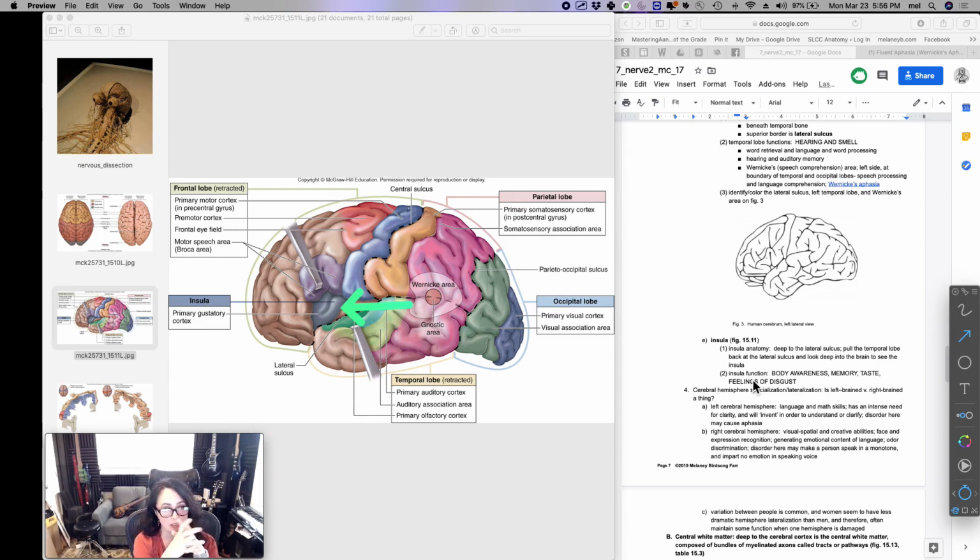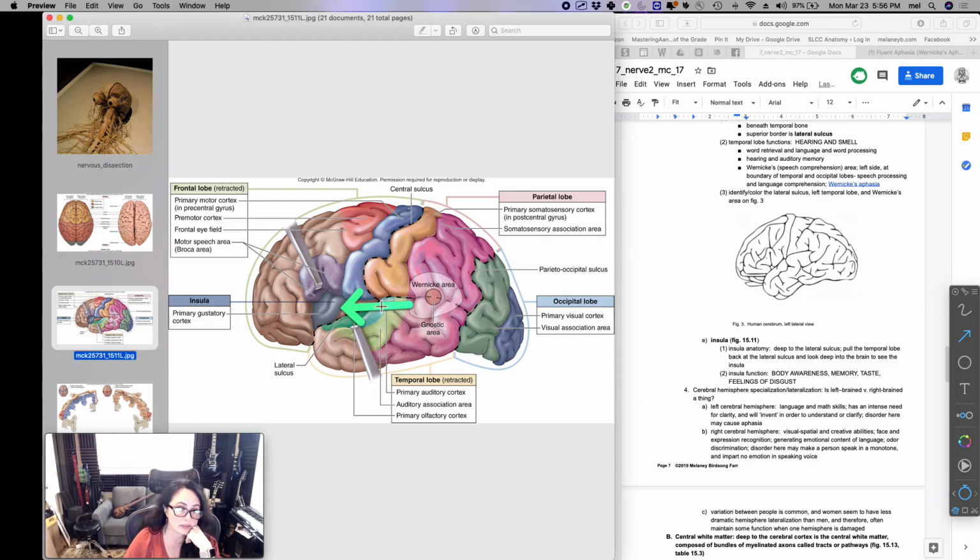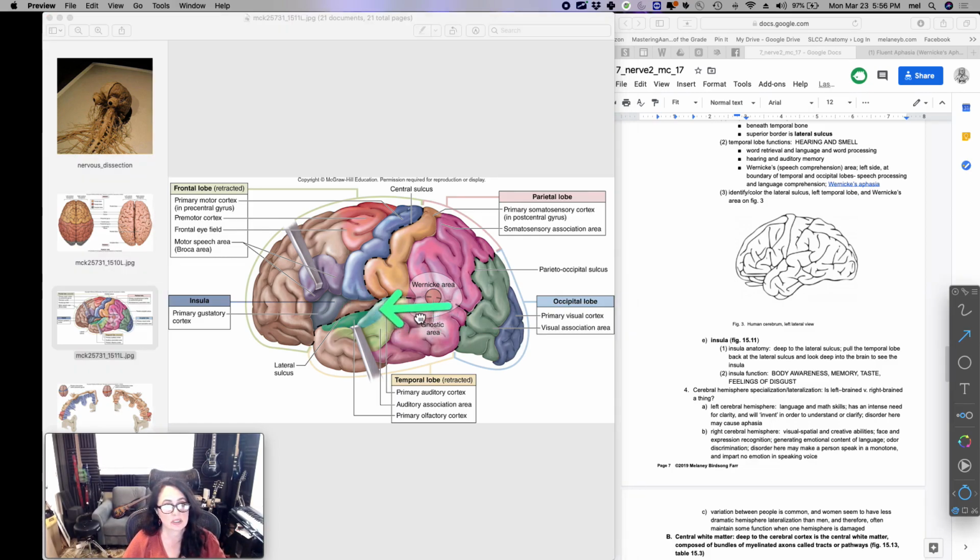They've been studying it a decent amount lately. It is both awareness of like, sort of where your body is in space. It's also got a little bit to do with memory. There's like 10 different parts of the brain to do with memory. Taste is in there. This is where your taste sensation is. And in addition, they figured out that this region right here, the insula, and a portion of the insula right there, has to do with feelings of disgust.